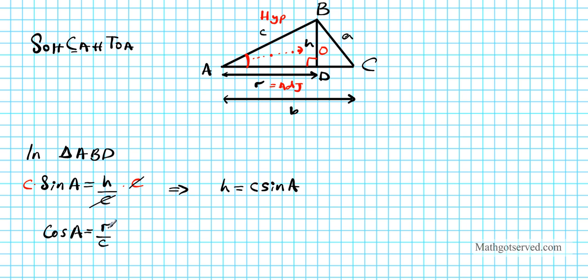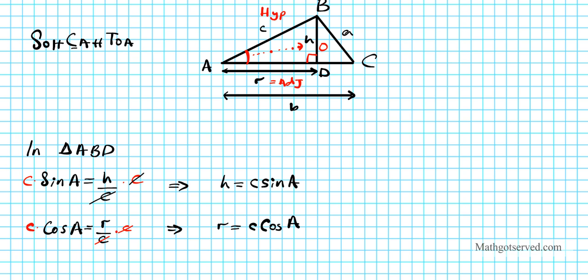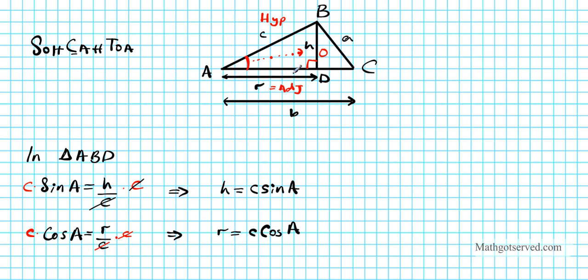So let's isolate R as we isolated H. We multiply both sides by C, left and right. The C's cancel out. And this implies that R equals C cosine angle A. Alright? Okay, now we're done with this for now. We're going to shift our attention to triangle CBD.